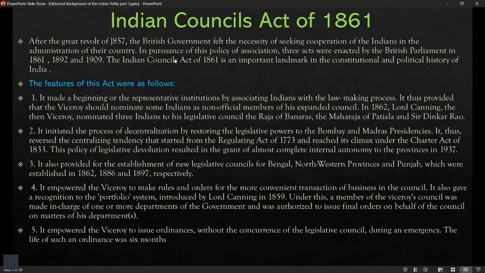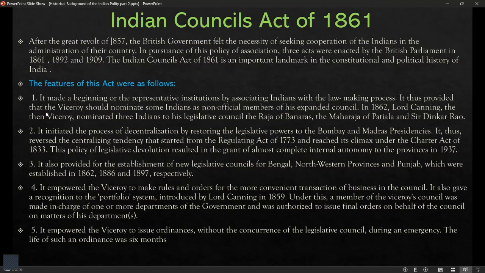And in pursuance of this policy of association, three acts were enacted by the British Parliament, in 1861, 1892, and 1909. The Indian Councils Act of 1861 is an important landmark in the constitutional and political history of India. So this act is very important.